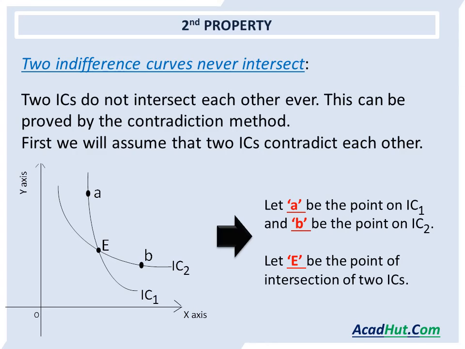In the following diagram, you can see let A be the point on IC1, let B be the point on IC2, let E be the point of intersection of two ICs. Can you see that on diagram?